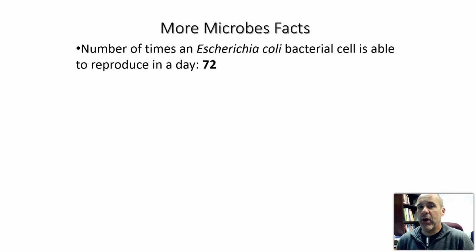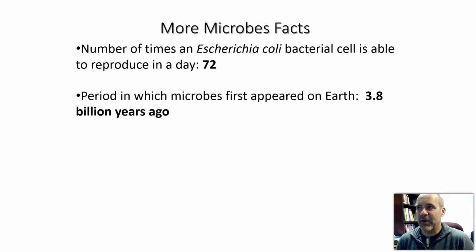How many times can one cell reproduce in a day? About 72. That's if it's very happy, has lots of nutrients, optimal kinds of conditions. When did microbes first appear on the Earth? Current thinking is about 3.8 billion years ago.